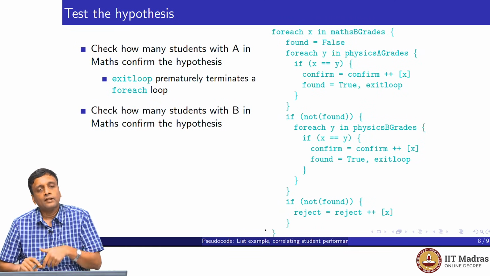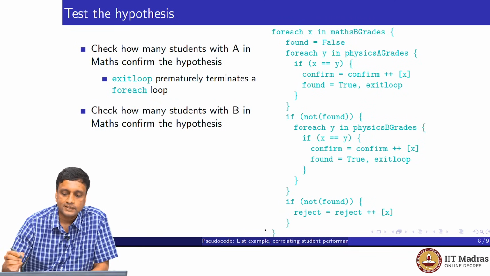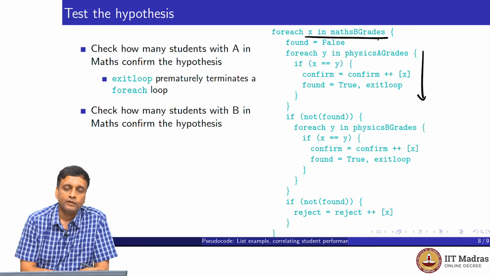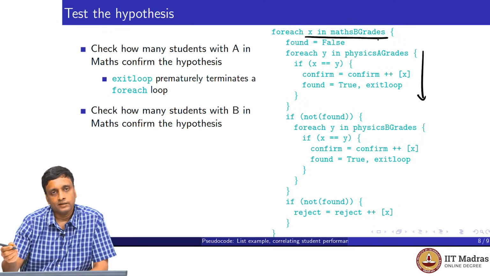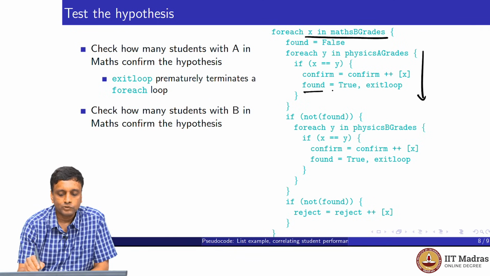Except that we have to check for the B grades in maths whether they are in A in physics or in B in physics. So the first part is the same, right? So we have every student who's got a B in maths, the maths B grades. We first check for every y in the physics A grades: has the student got as much as an A in physics? If so, you're fine. Again, you set a variable found.